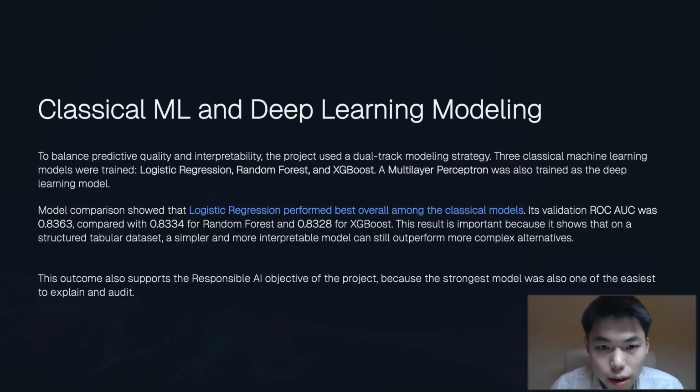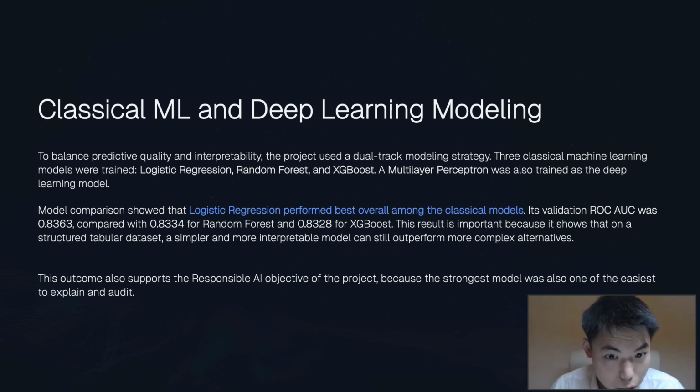To balance the performance and the interpretability, I used two modeling tracks. For classical machine learning, I trained logistic regression, random forest, and XGBoost. For deep learning, I trained the multilayer perceptron, or MLP. I used a train, validation, and test split. I also applied preprocessing through imputation and standardization for numeric variables, and one-hot encoding for the categorical variables. To compare the models, I focused mainly on the ROC AUC on the validation set.